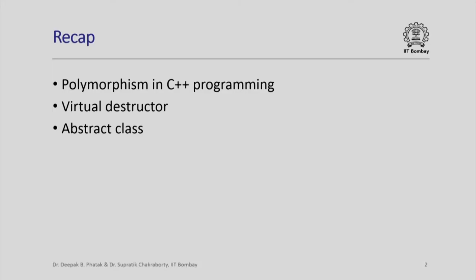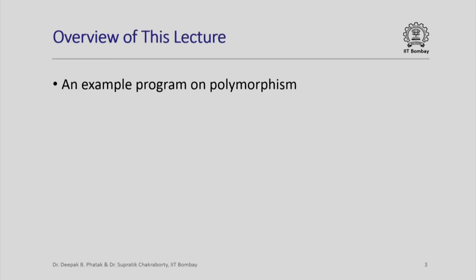Hello and welcome back. In this session, we are going to try to put together all that we have learned about polymorphism and virtual functions into one exercise to build one interesting program. So here is a recap of what we studied in the last lecture. We studied about polymorphism in C++ programming. We studied about virtual destructors and abstract classes. In this lecture, we are going to put all of this together to write a simple example program on polymorphism.